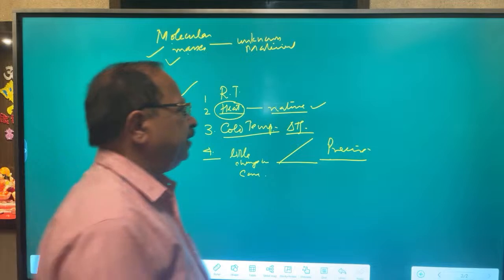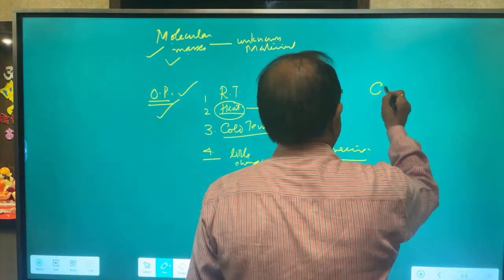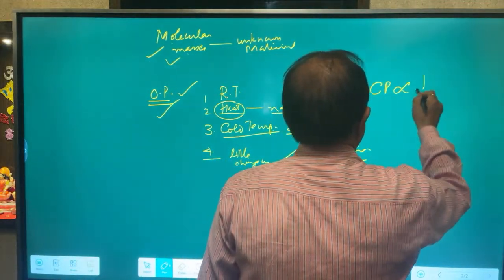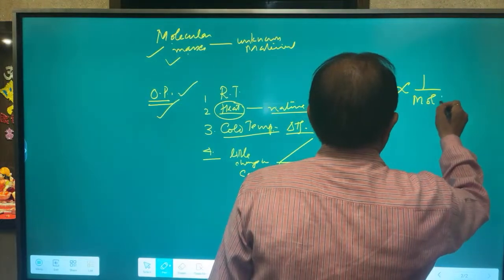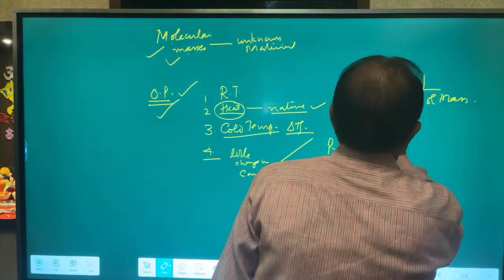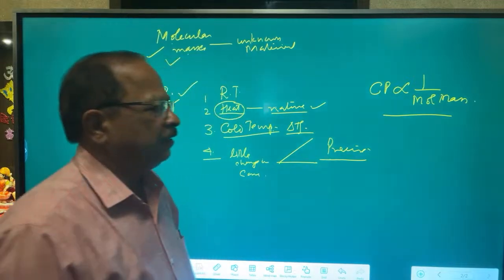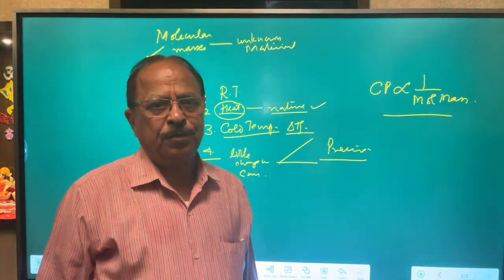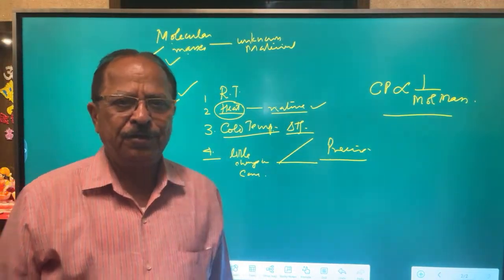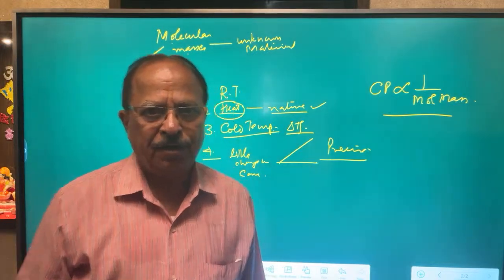An important thing I want to tell you is that the colligative properties and molecular mass are inversely proportional to each other. Okay, that is all I wanted to tell you about the colligative properties. The rest we will do in the next class. Okay, thank you very much.